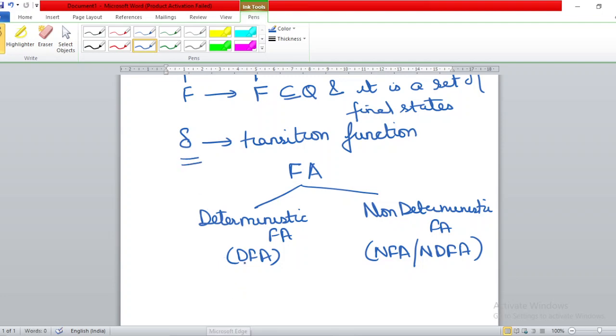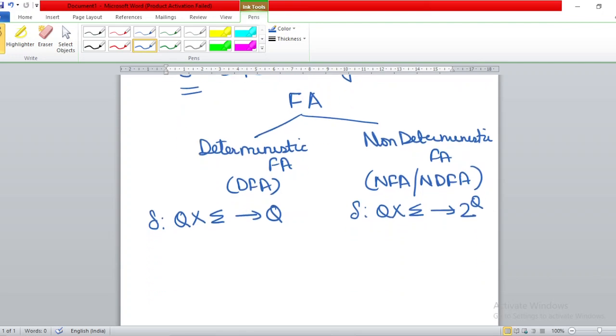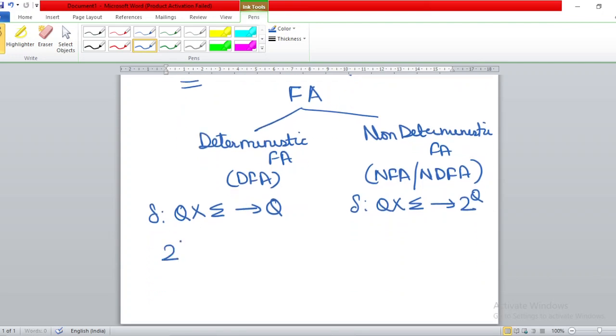Now when I talk about deterministic finite automata, this delta is basically a mapping from Q cross sigma to capital Q. Whereas if I talk about non-deterministic finite automata, this delta is a mapping from Q cross sigma to 2 to the power Q. What does 2 to the power Q refer to? Right? 2 to the power Q is basically a power set. It is a power set of capital Q. Capital Q is what? It is the set of states that you have in your machine, right?